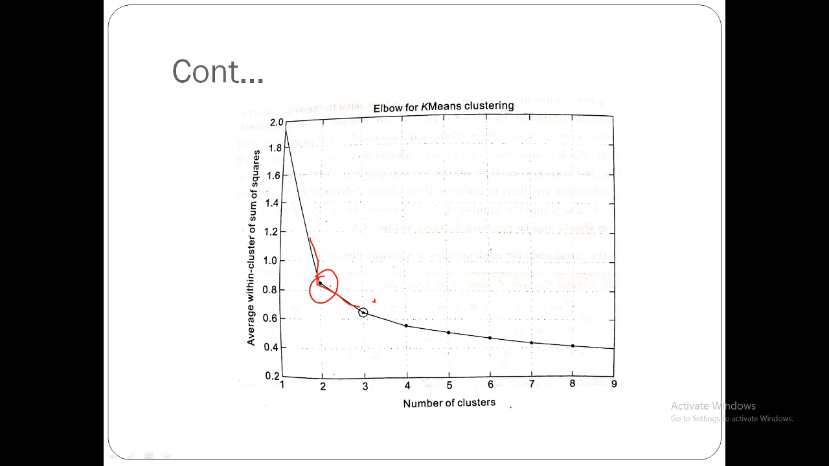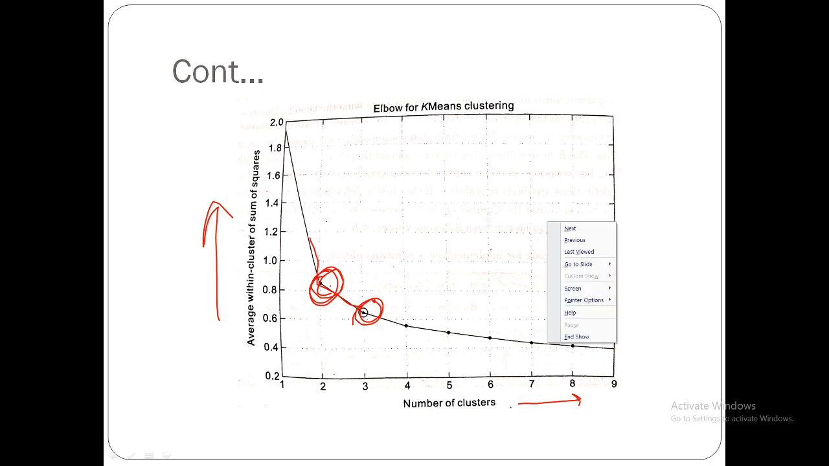Here, this graph is drawn against the number of clusters and the average within-cluster sum of squares. For this, the graph has been plotted. Here, this point forms the elbow. Till this point we have to compute the centroids. After this, the centroid is stabilized and we can stop here. This graph shows that.